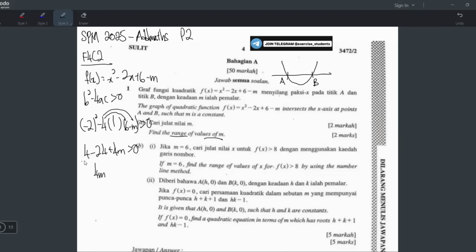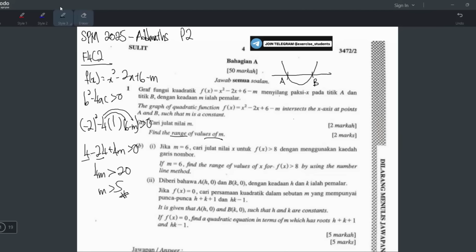So what I'm going to do, I do 4 minus 24, I get -20, move over and it becomes positive 20. The symbol is still the same, bigger. So m is bigger than 20 divided by 4 is 5. Because the 4 here is multiplied, so when it moves over it becomes divide. So 20 divided by 4 is 5. And that should be the answer for question A.